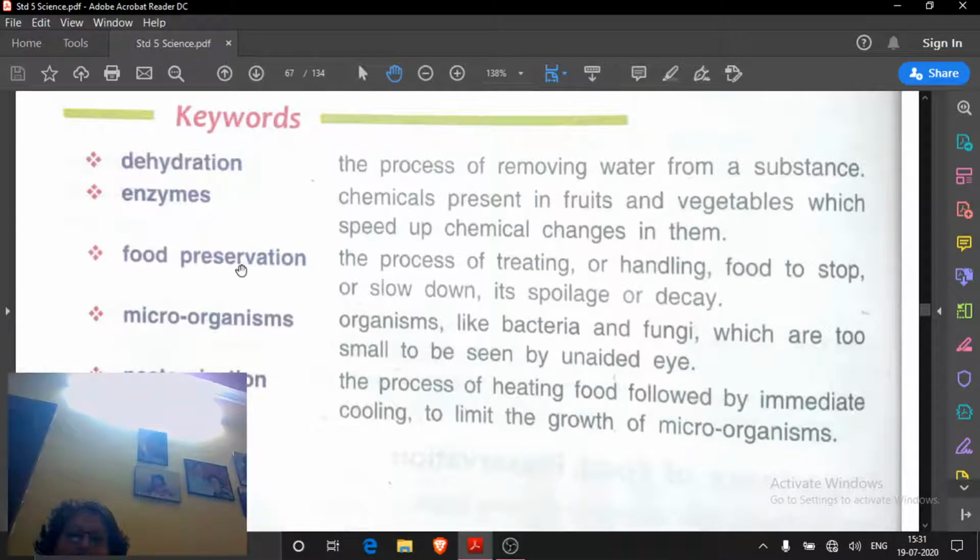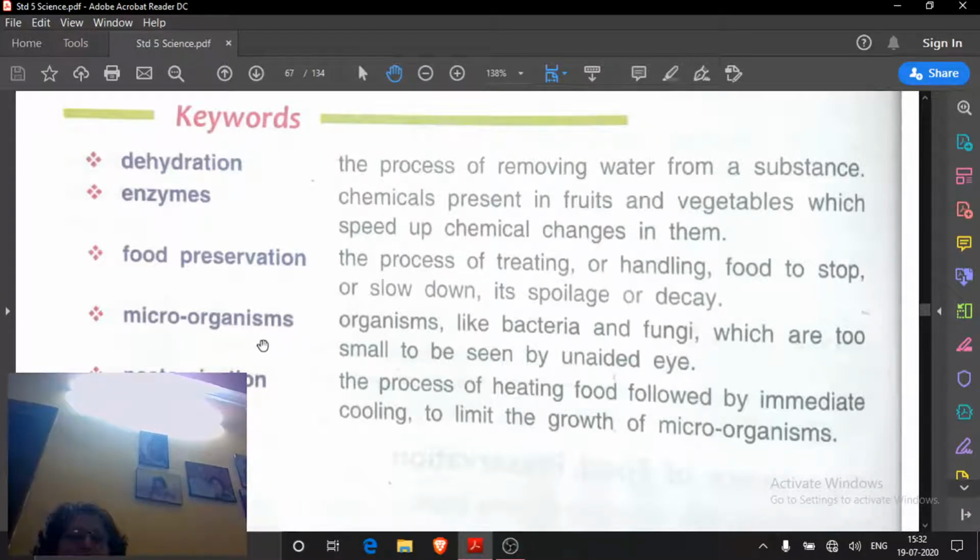Next is food preservation. How we can preserve our food, how we can save our food from being spoiled. The process of treating or handling food to stop or slow down its spoilage or decay is known as food preservation. If in the exam also the question comes to explain food preservation, you will write this only. The process of treating or handling food to stop or slow down its spoilage or decay is known as food preservation.